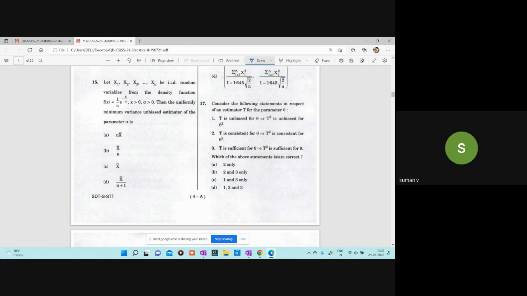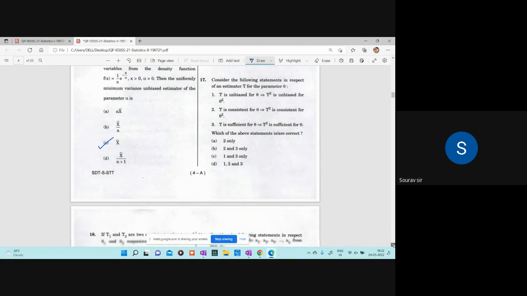C, ma'am. C, absolutely correct. Because if you see the minimum variance unbiased estimator, obviously x by n and x bar by n plus 1 cannot be unbiased. Hence the only option left is C. So the UMVUE will be C itself, that is x bar. Okay.